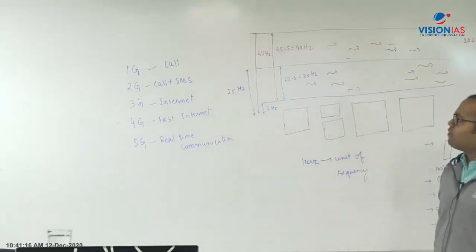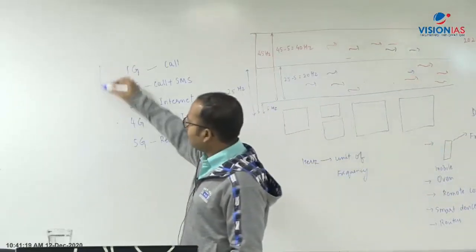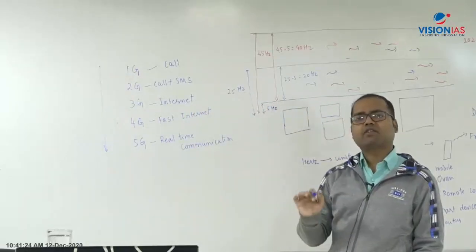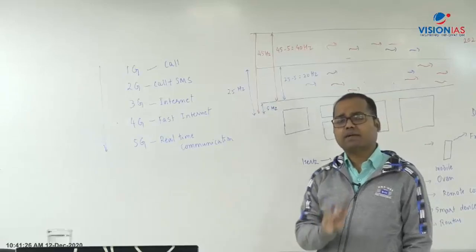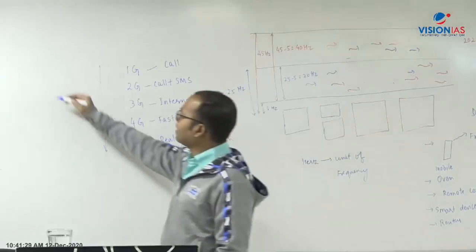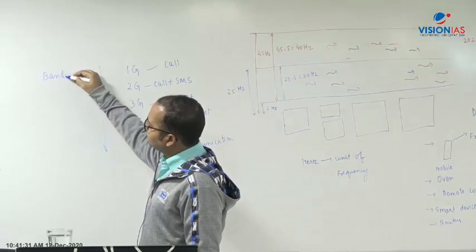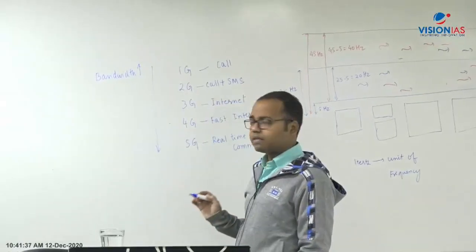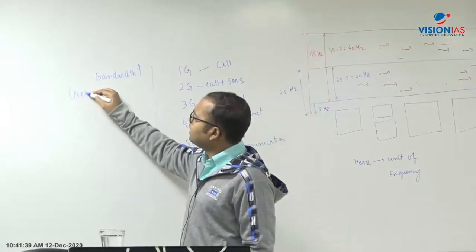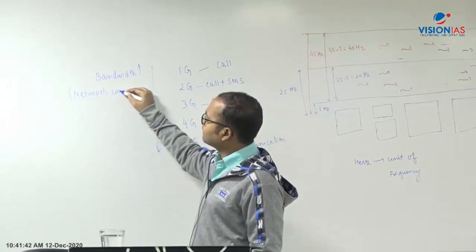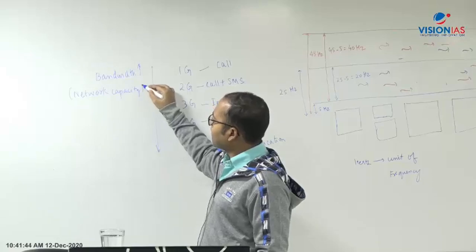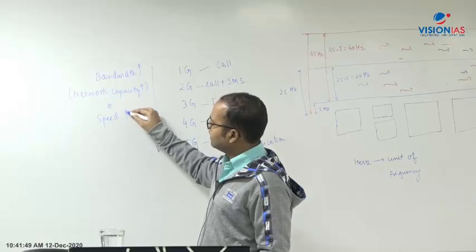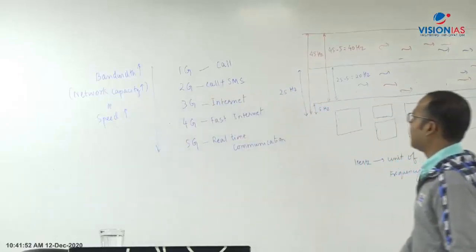So we are moving from 1G to 5G. One thing I can assure you, though there has been technological development, one thing you can be sure of, that the bandwidth of the network has been increased. Right? Bandwidth of the network has been increased, that is, network capacity has been increased. It means what? Speed of the network has been increased. So this is the idea of bandwidth.